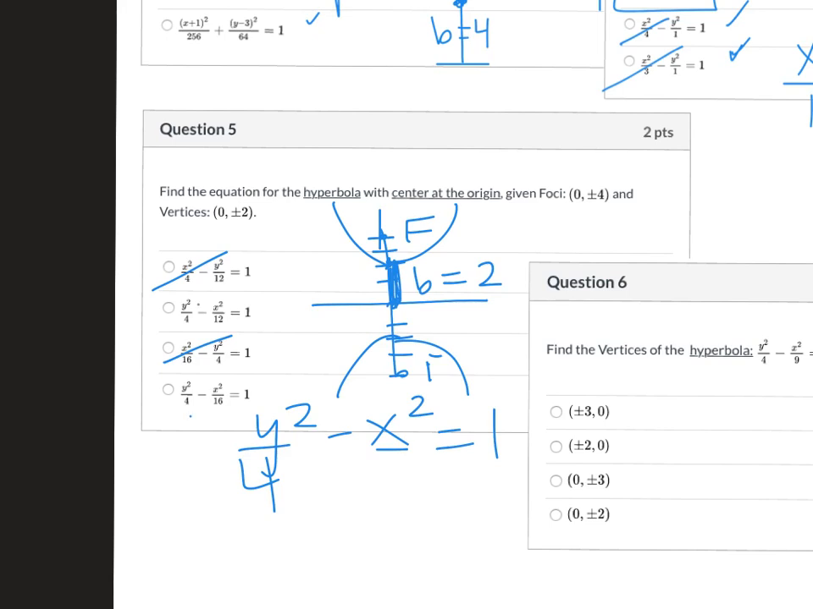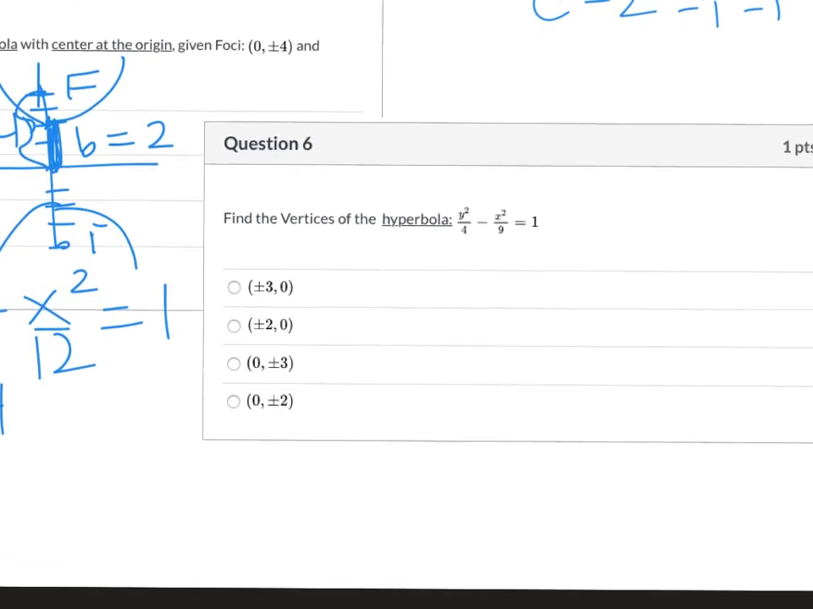And then c is the distance from the center to your foci, and c squared is 16. And for hyperbolas, remember it's a squared plus b squared. So a squared plus b squared, and we subtract 4 to the other side, we get 12. There we go.